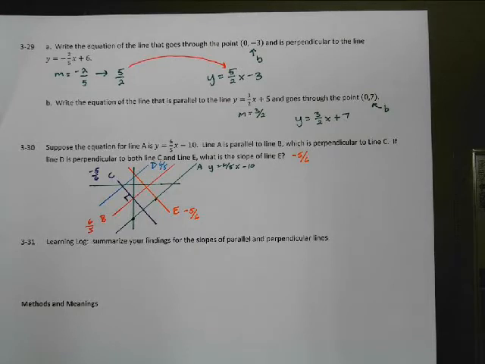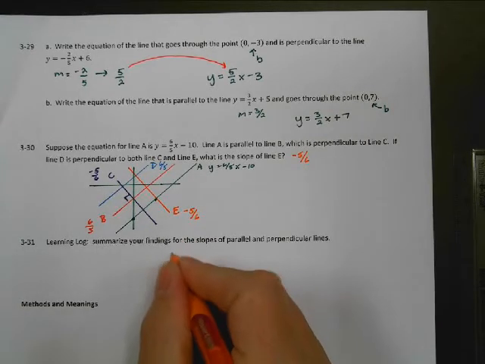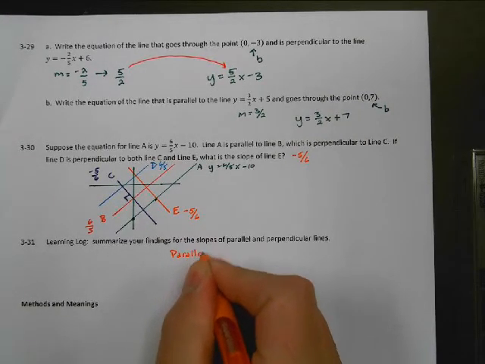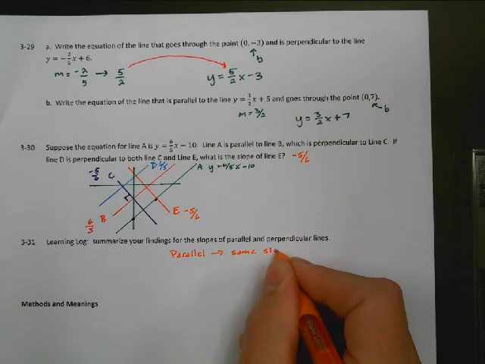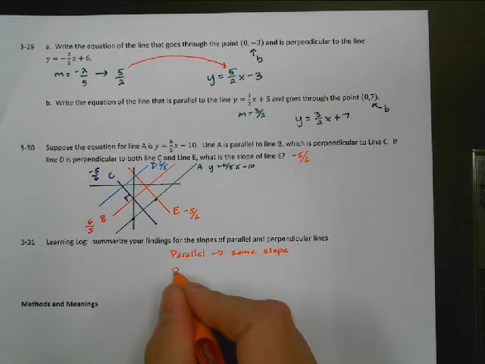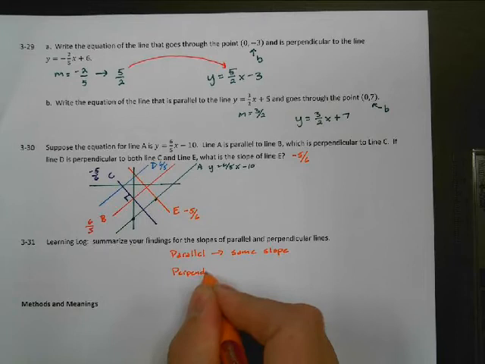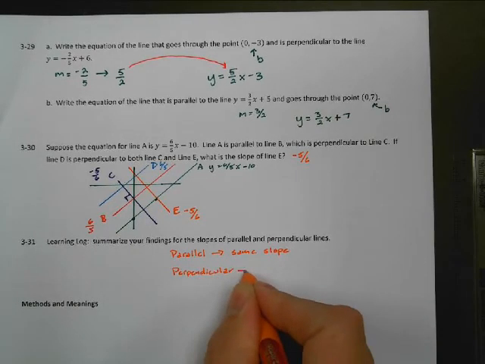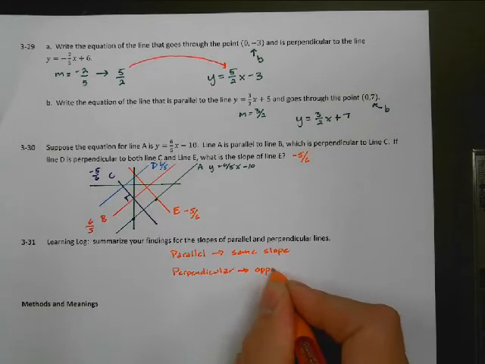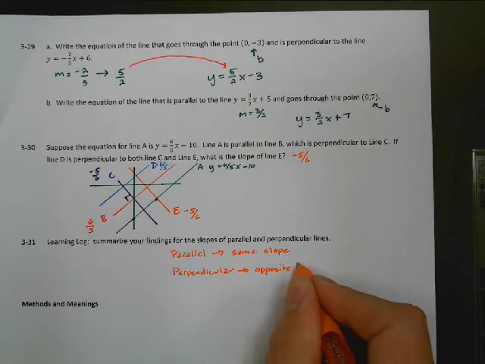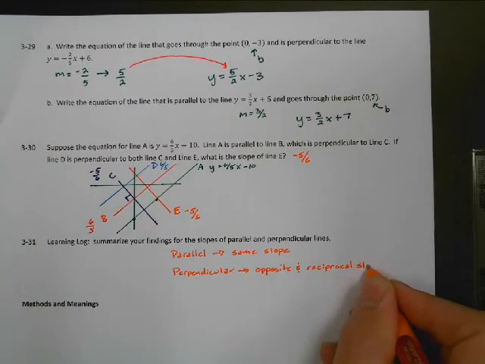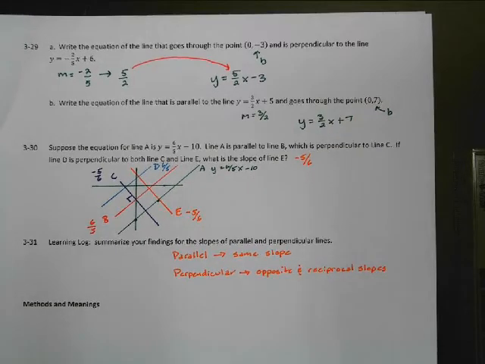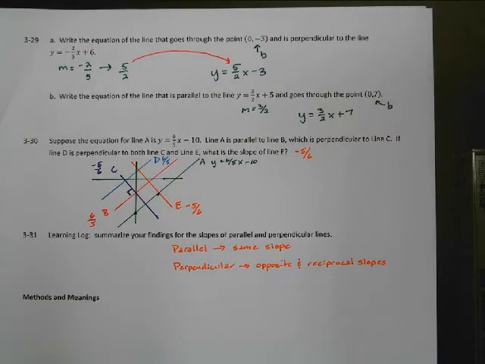All right, last one, learning log. Summarize your findings for the slopes of parallel and perpendicular lines. Well, we know that parallel lines have the same slope. Perpendicular lines have opposite and reciprocal slopes. And that's pretty much all we learned. We did a lot of work, but that's basically what it comes down to.